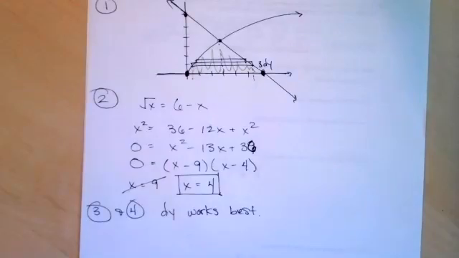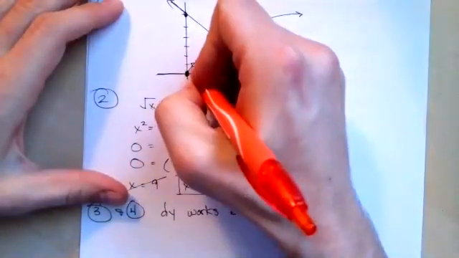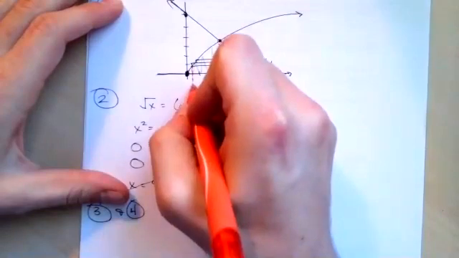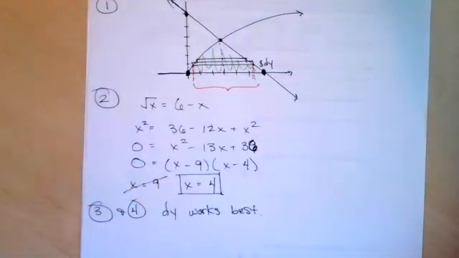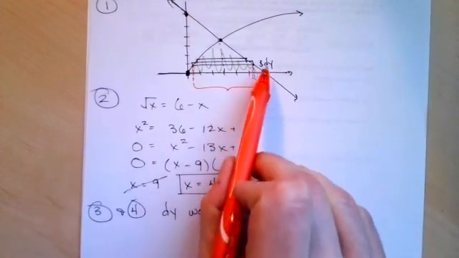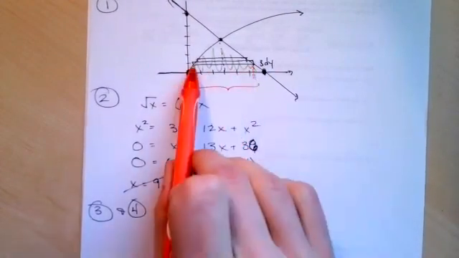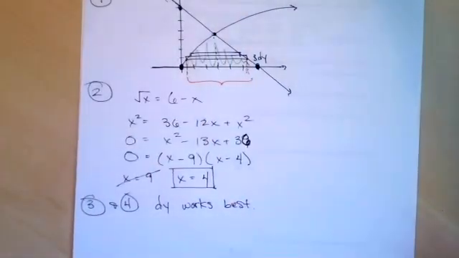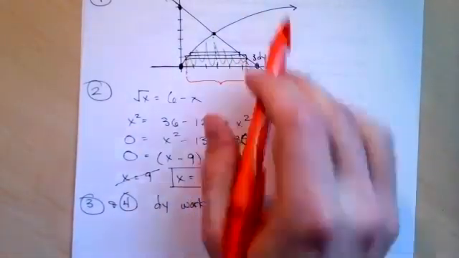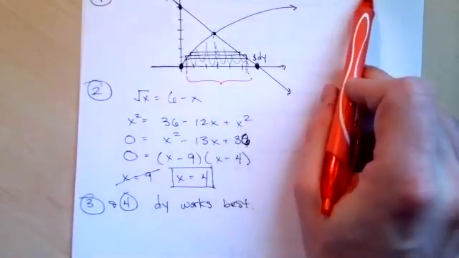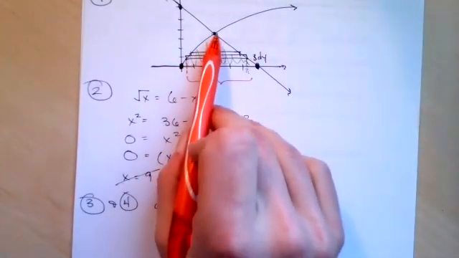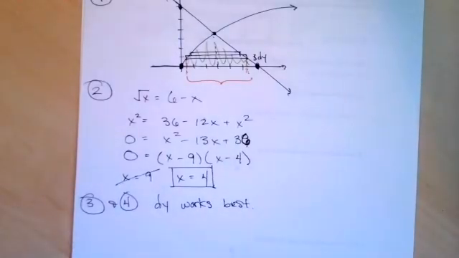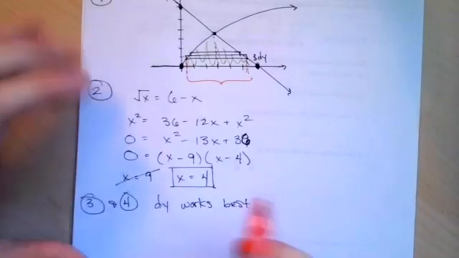Let me use a different color here. Our length, whenever we're doing y, remember we want to do rightmost function minus the left, right? Positive x is on the right, so it's always the highest in terms of x minus the lowest. So right minus left. And so it's going to be y equals 6 minus x minus this curve. However, we do got to be mindful.